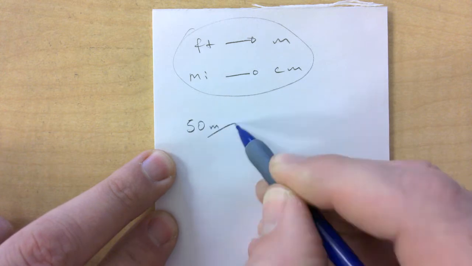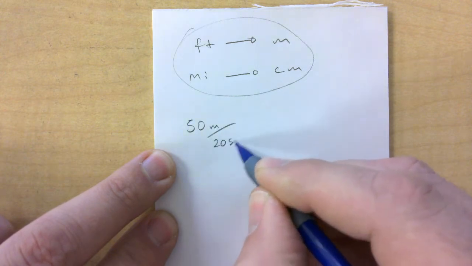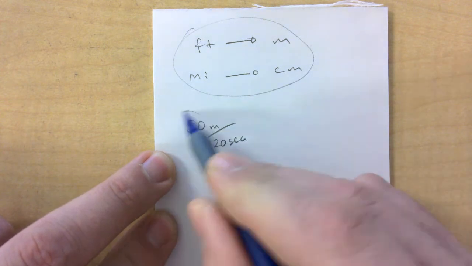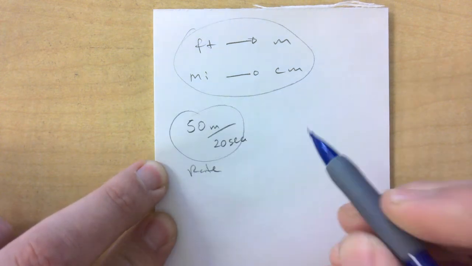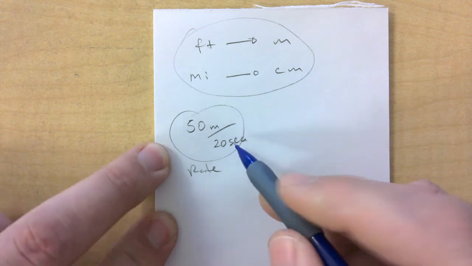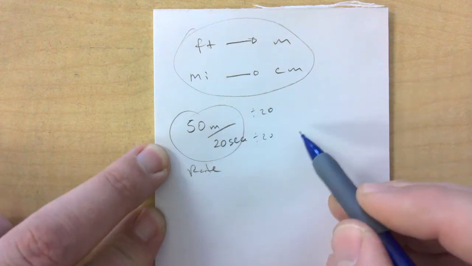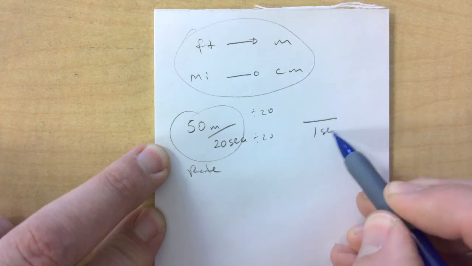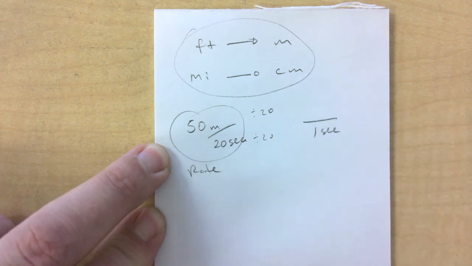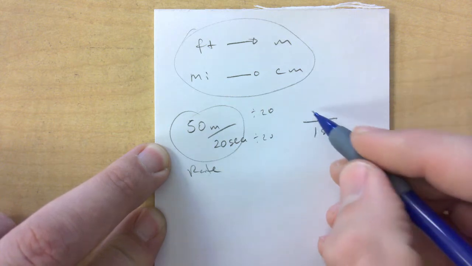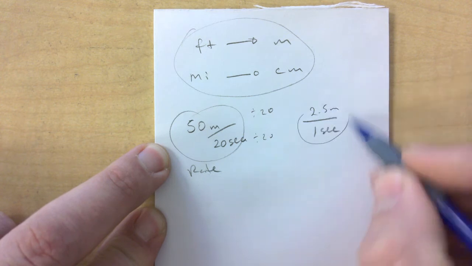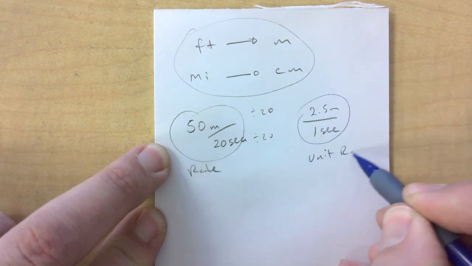50 meters in 20 seconds, right? That is a rate. So we talked about rate. And then the unit rate of that would be dividing both of them by 20, and you would get a distance that's 5 divided by 2, that's 2.5. 2.5 meters per second. This would be a unit rate.